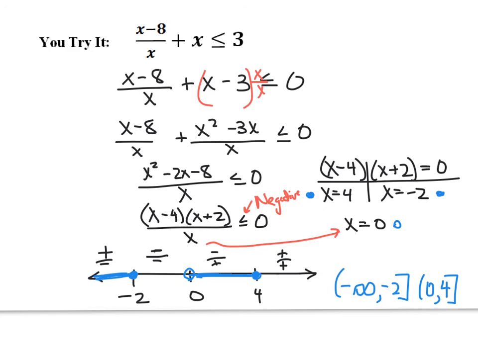Taking a look at all of my sets, I see that the two sections that do work are this section back here from negative infinity to negative 2, and this section here from 0 to 4. Notice that when I have a solid dot, that's going to be shown as a square bracket on the end of my interval. When I have an open dot, that tells me that that's going to be a parentheses at the beginning of 0. We're going to work a whole lot more with these in class.